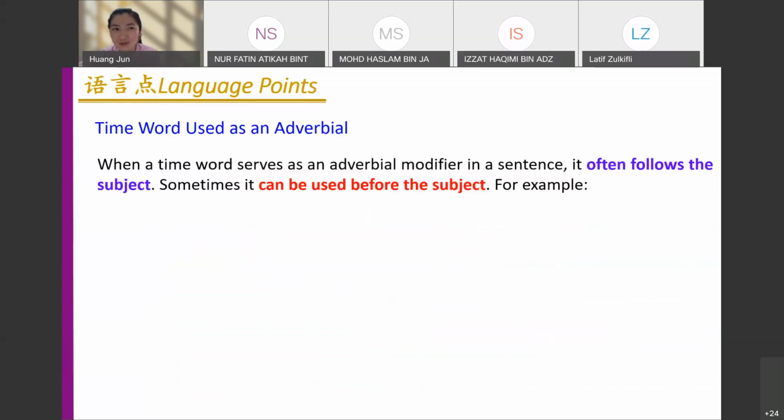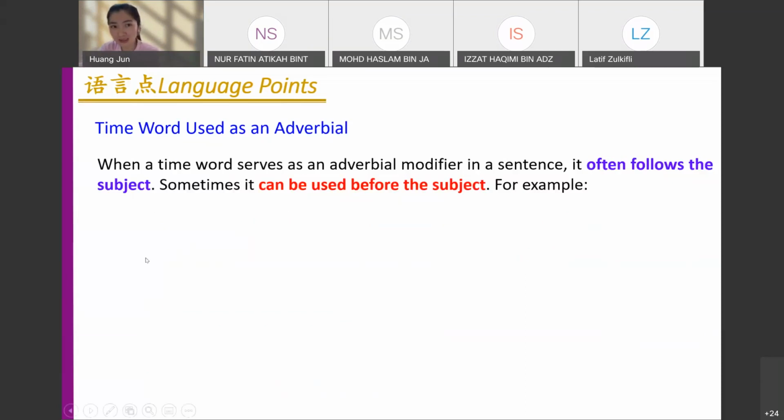So let's check for more. Where to put the time actually? We have the time word in the sentence, right? In English, you can say, I go to school on Sunday, or you can say, Sunday morning, I go to school. But in Mandarin, where do you put the time?